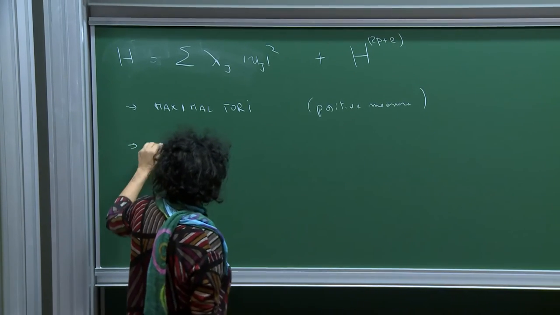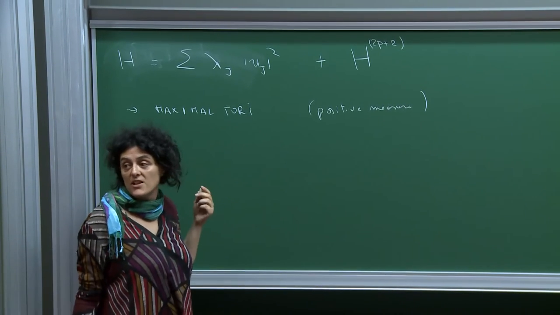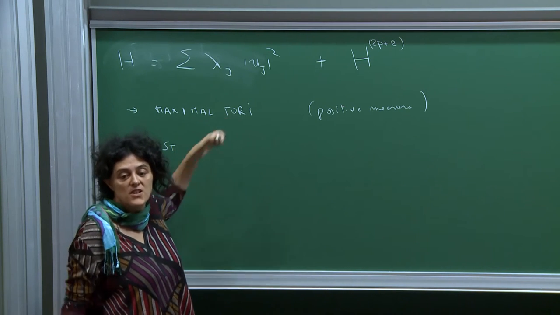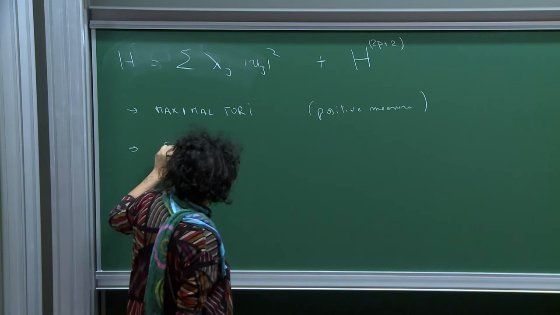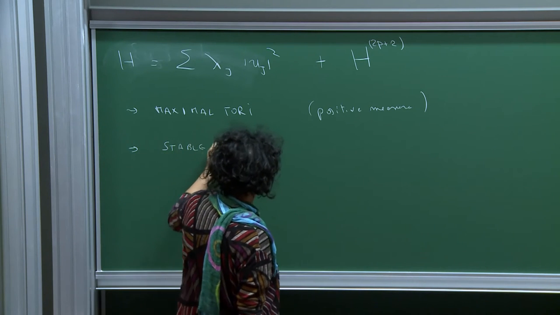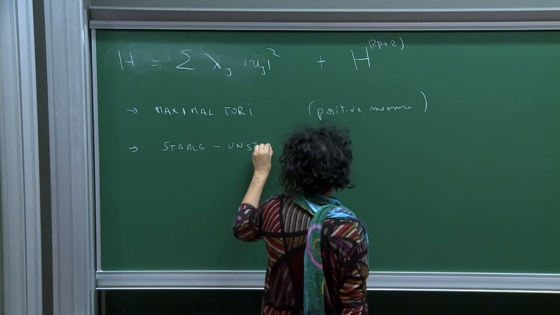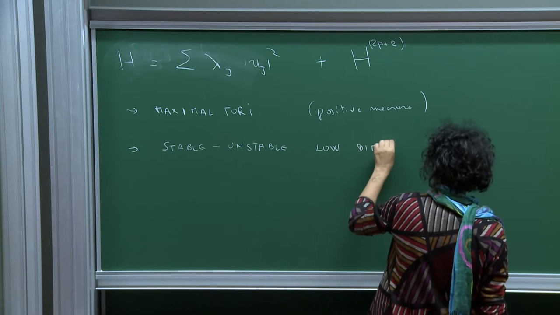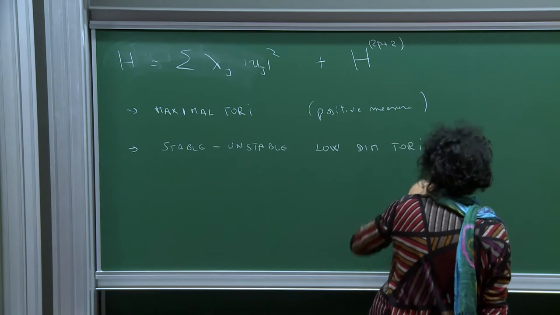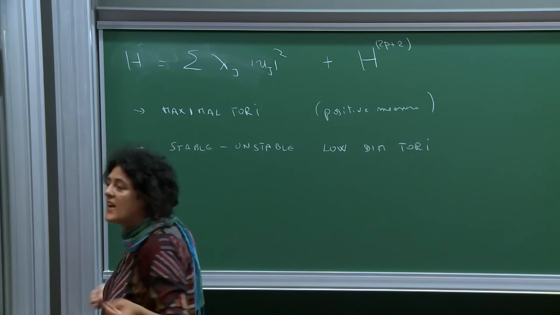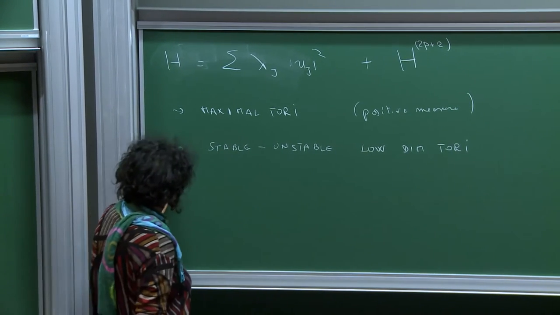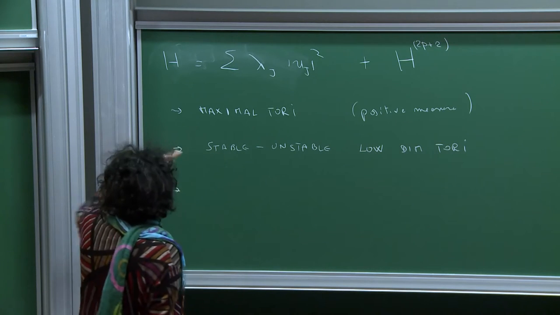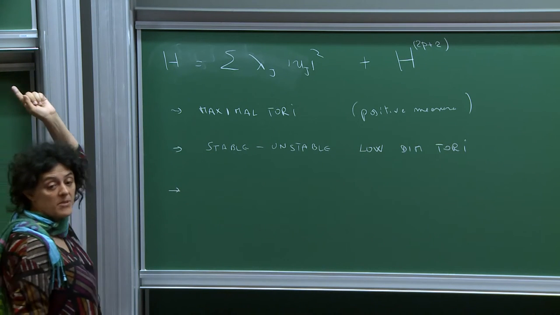Then you will have stable and unstable lower dimensional tori, so tori which are not Lagrangian, they have a smaller dimension. So stable, starting from periodic orbits and higher dimension. And then, obviously, these are the kind of solutions that I'm looking for in the quasi-periodic case.